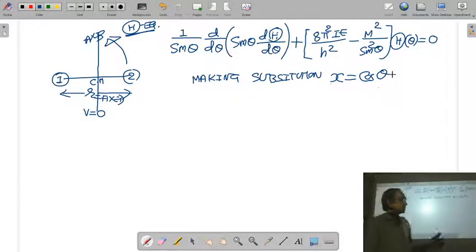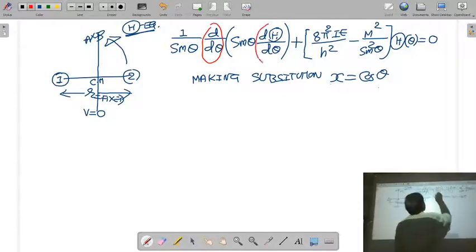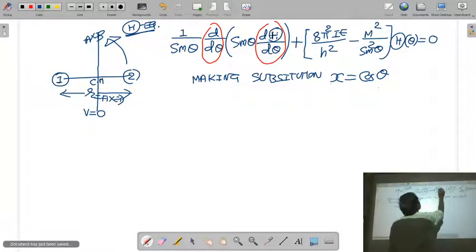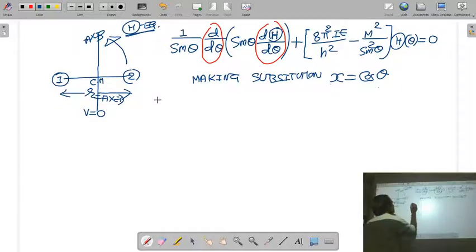So let us make the substitution x is equal to cos theta to solve the Schrodinger equation. We calculate some values and then substitute in the equation. First of all, we will find the value of d by d theta. Then we will find the value of d capital theta by d theta. So I make some small calculations.